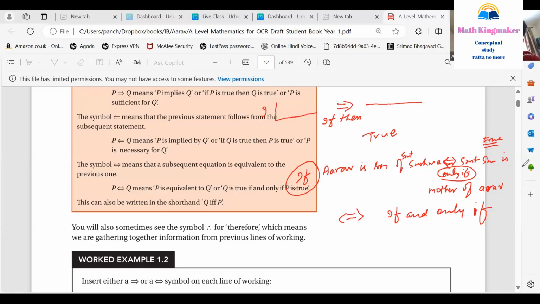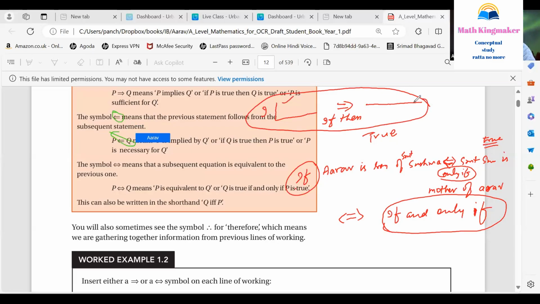So what about the second symbol's meaning? The arrow goes from right to left. This one is: if the left is right, then only the right one is right. But it is not that if the right one is right, then the left one is. So this symbol means if the right one is true, then only the left one is true. But left is true doesn't mean right is necessarily true.